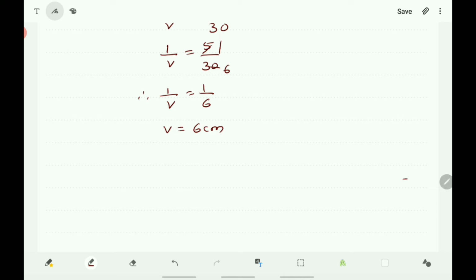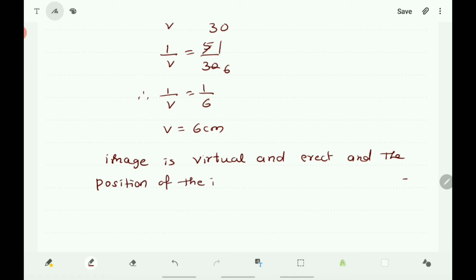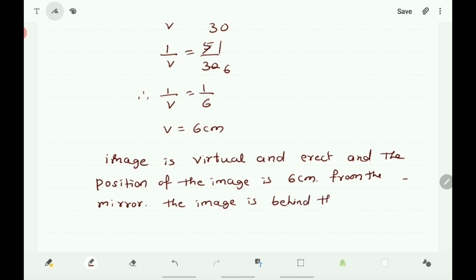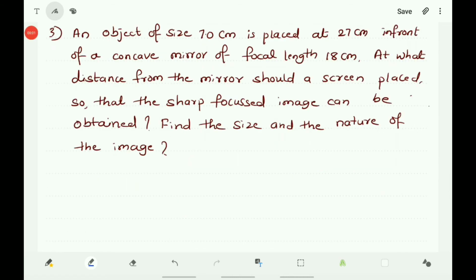So let us write: image is virtual and erect, and the position of the image is 6 centimeter from the mirror, behind the mirror. The image is behind the mirror.